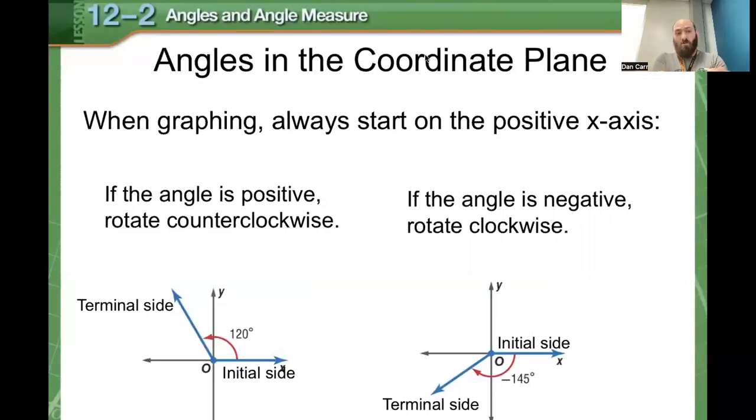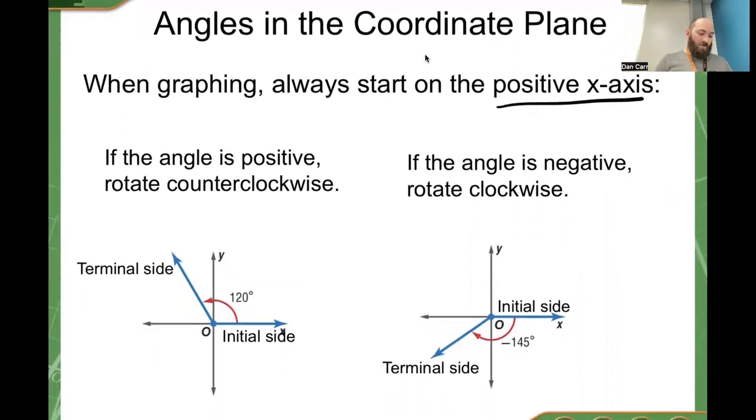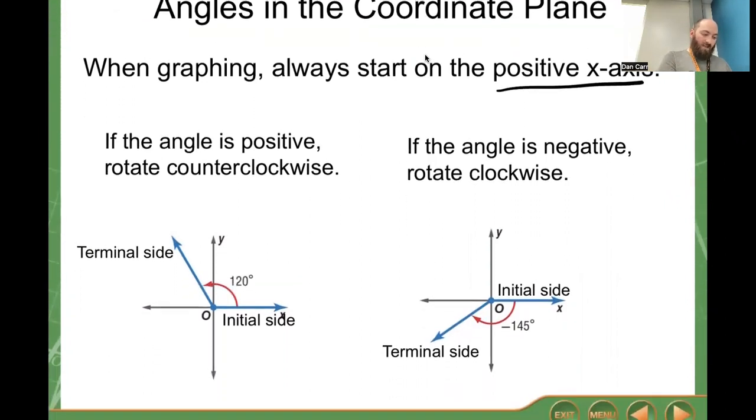Today we're going to be starting 12-2, and we'll be doing day one, focusing on angles in a coordinate plane. What you're going to see today is that when we talk about angles on a coordinate plane, we're drawing a circle that always starts at the positive x-axis. So if an angle is positive, we're going to rotate it counterclockwise like this. Okay, so this is 120 degrees here.